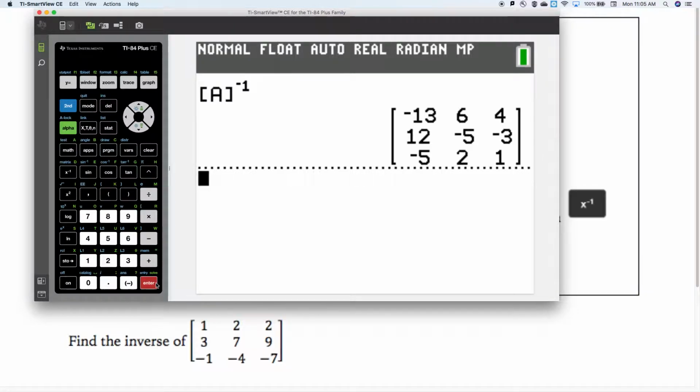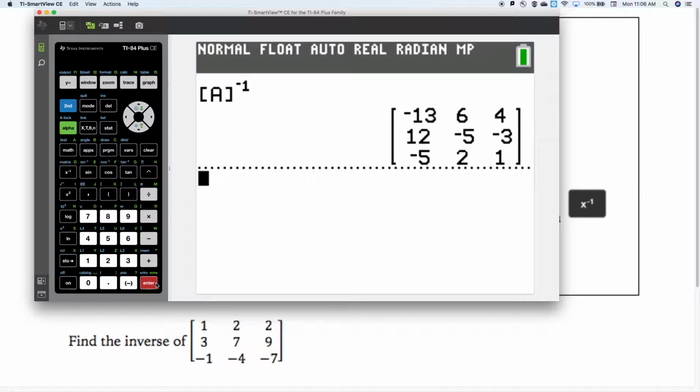Want to help you? You got one? You do. Oh, did you put it in already? Oh, you've got to do second, x to negative 1. And then you've got to go over to edit. And then you're going to make it 3 by 3. Okay?